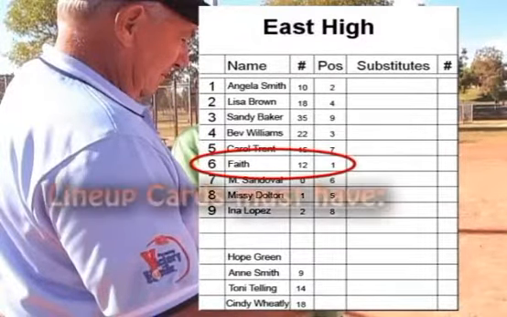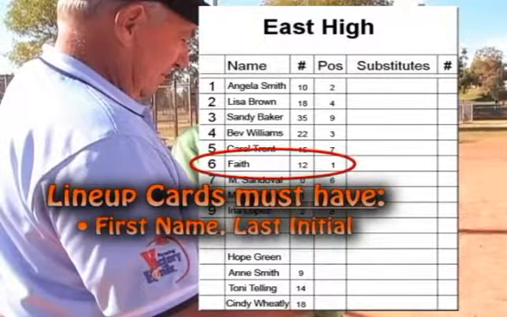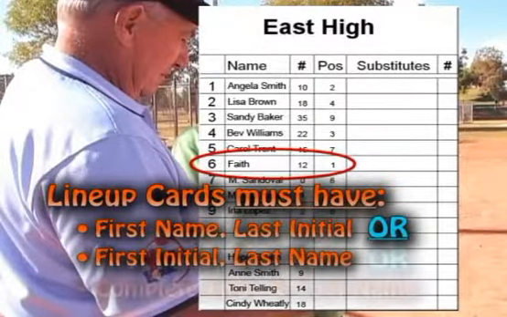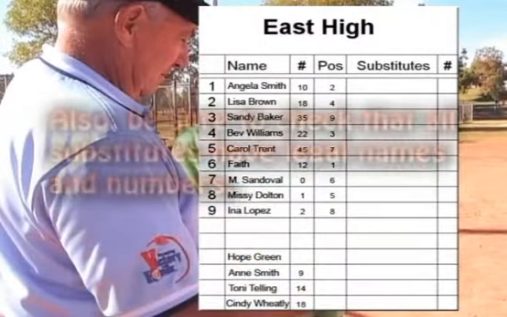A player's name must be listed one of 3 ways on the lineup card. First name, last initial, first initial, last name, or complete first and last name. Check your substitutes too.